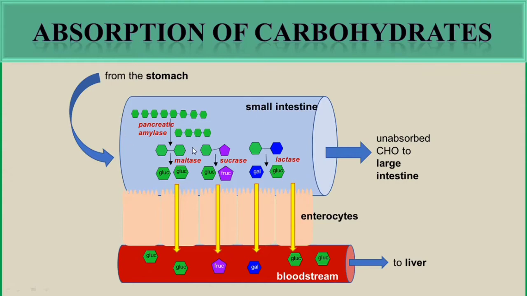This is the lumen of the small intestine. These monosaccharides, glucose, fructose and galactose, will cross the enterocytes, the intestinal lining made up of epithelial cells, and enter into the blood. From the blood, they will be taken up to the liver where the metabolism of these carbohydrates will take place.